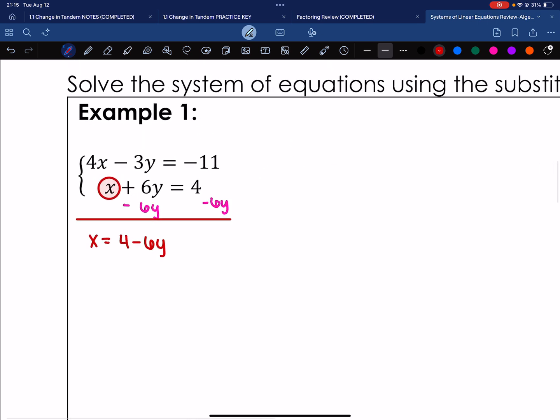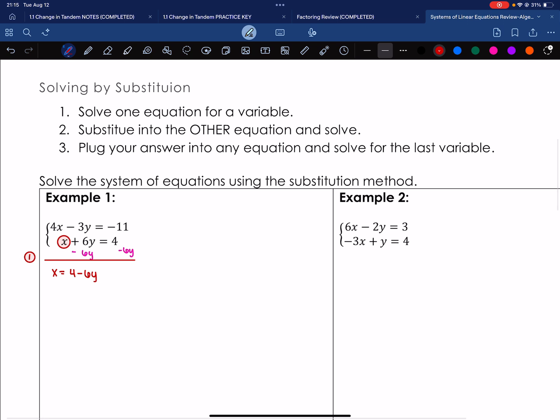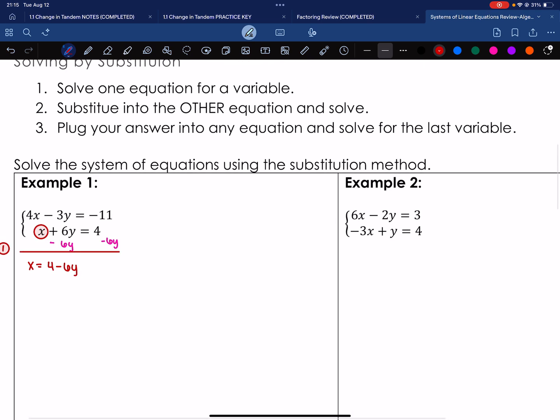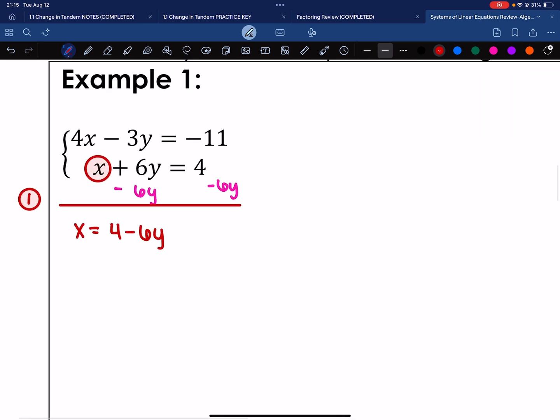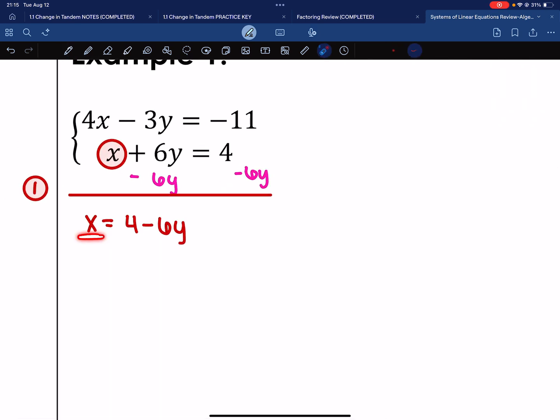That right there is step number one. Step number one says to solve the equation for a variable. Boom, we did it. Now we're going to do step number two: substitute into the other equation and solve. So we just solved for the variable x. We're going to take this and substitute it in for this x right here. We're going to replace this x with 4 minus 6y. So we have 4 times, and anytime we do substitution, we're going to put it in parentheses.